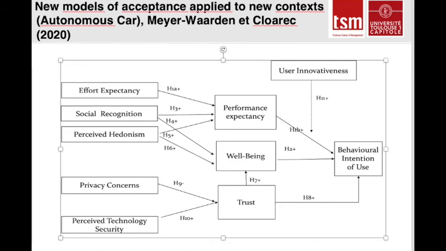And well-being, as well as performance expectancy, impact as mediating variables between the antecedents, the benefits, the impact on behavioral intention. User innovativeness positively moderates performance expectancy and well-being on behavioral intention to use. In other words, the more the users are open to innovation, the higher will be the impact of performance expectancy as well as well-being on behavioral intention of use of the autonomous car.